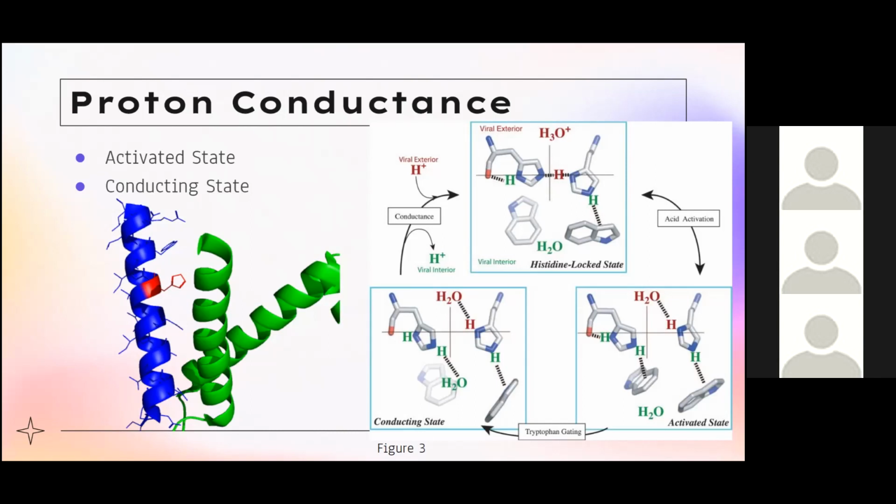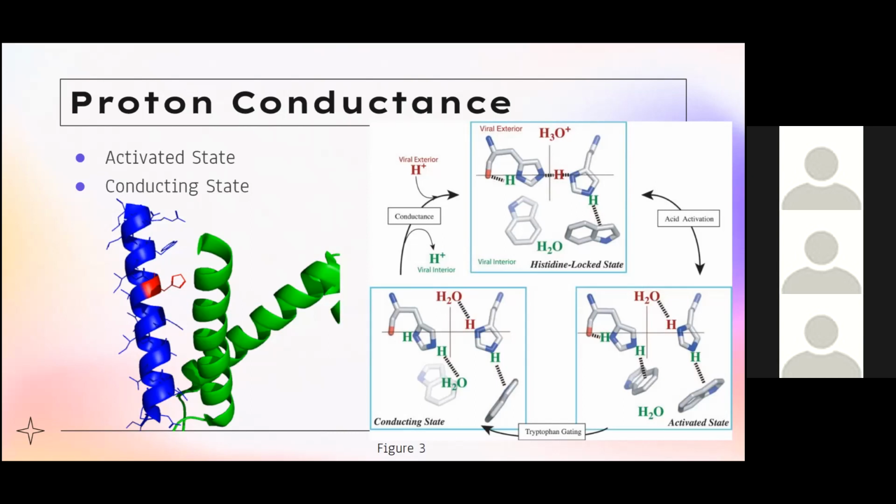In the resulting activated state, the two imidazolium rings rotate so that the two nitrogens move toward the center of the pore. In addition, the protonated N delta 1 forms a hydrogen bond with water in the N-terminal pore, while the protonated N epsilon 2 moves downward. So when the angle relaxes, it forms a cation-pi interaction with an indole, and that blocks water access from the C-terminal pore. The conducting state is obtained when this indole moves aside to expose the N epsilon 2 proton to water in the C-terminal pore.